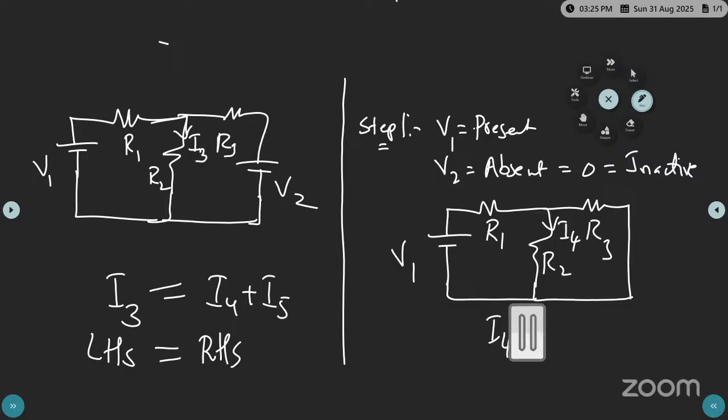You note down how you can get I4. That is by your mesh analysis. That is up to you. Okay. Next one. Step 2. This current is I4. Okay. Step 2.